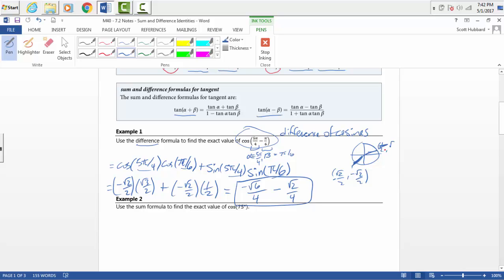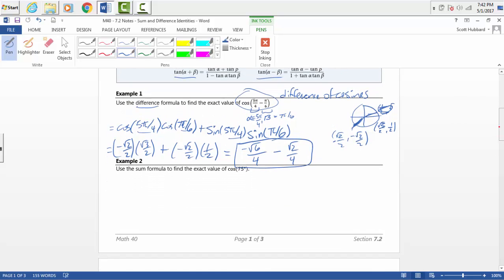And oops, it's wrong. Root 3 over 2, comma 1/2. So now that was kind of cooked up for us because the angles were written. But what about the real use of this, is when we don't have these angles separated. So this is 75. So the problem wants me to do 75.